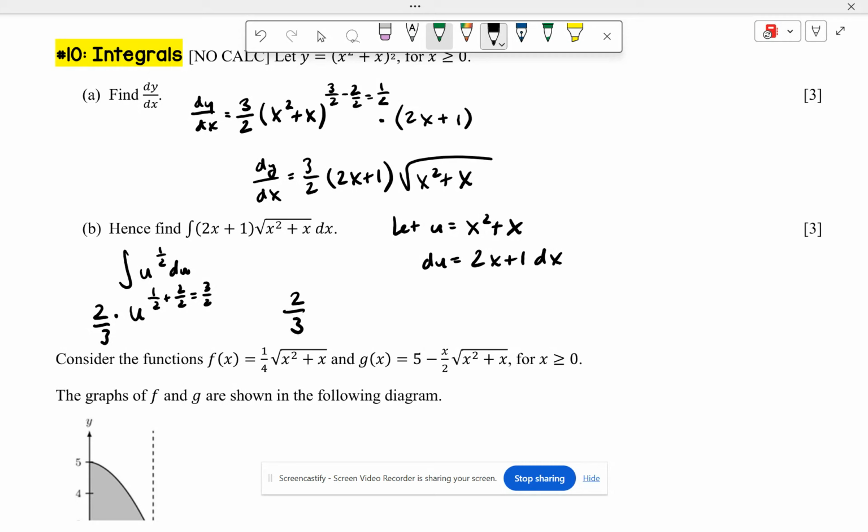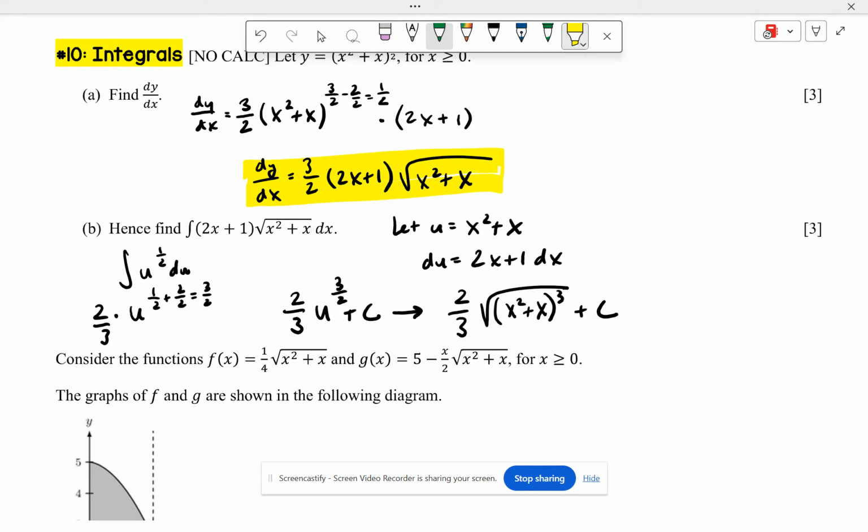And since this is an indefinite integral with u substitution, there are no bounds to change. I've got to add a plus c, and I do have to put my answer back in terms of x's and not the u's. So I have 2/3 u to the 3 over 2 plus c. I've got to get this back in terms of x's. So I've got 2/3 times the square root of x squared plus x to the 3rd, plus c. That's that.